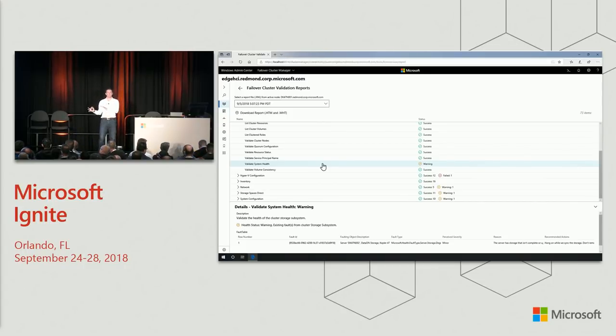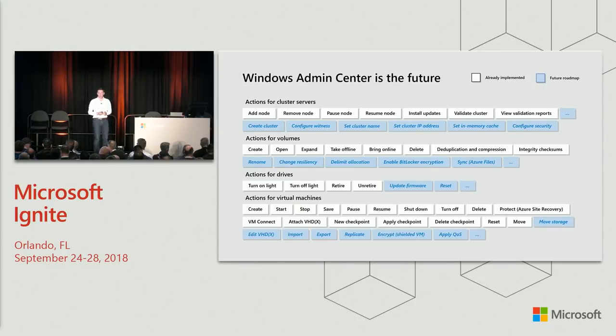So these are 3 examples, add node, remove node, and cluster validate, of how we are reinvigorating the core cluster management experience in a way that has hyper-converged infrastructure built in from the beginning using Windows Admin Center. Hopefully, you're getting the message that Windows Admin Center really is the future of the in-box management experience for Windows Server, and especially for hyper-converged infrastructure.